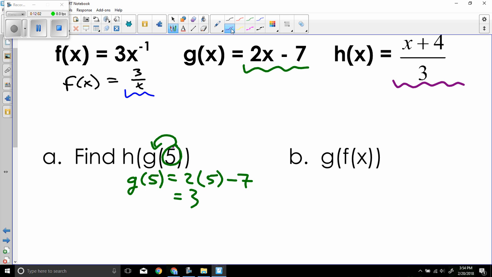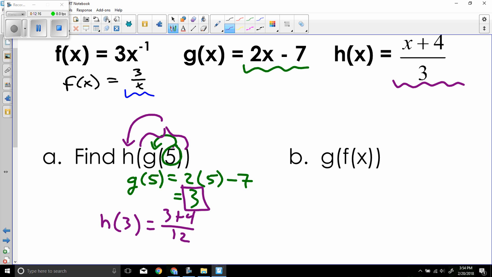Of course, this 3 value is taking on this entire g of 5, which has to be plugged into h. Well, that's h of 3 equals 3 up top plus 4 over 12. I think that's 7 over 12. I can't do a whole lot with that, so I'm just going to have to leave it. That's in the original question. h of g of 5 is equal to 7 over 12.